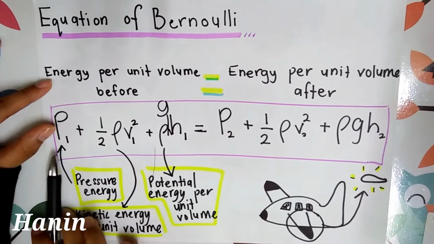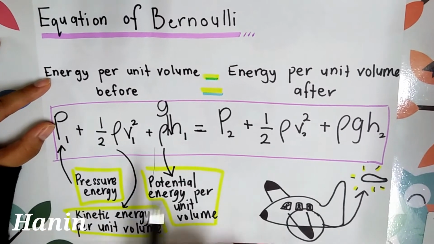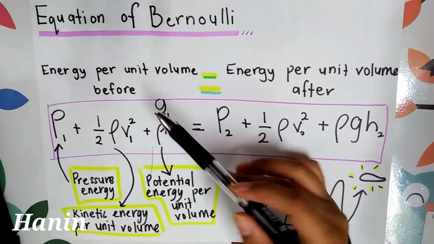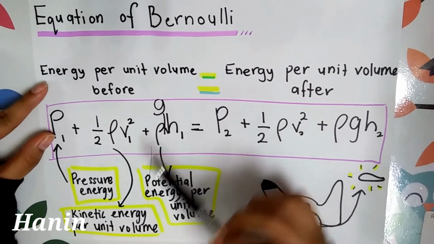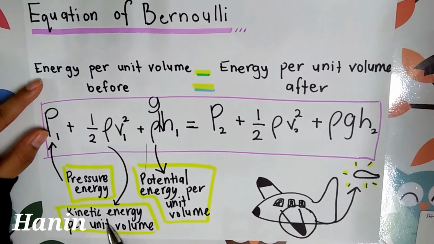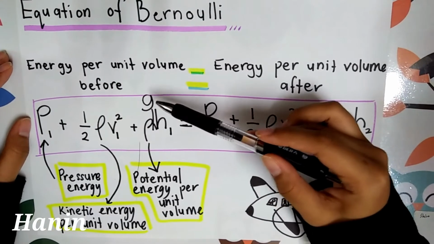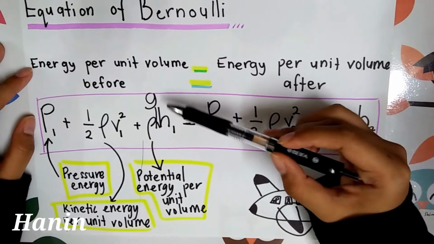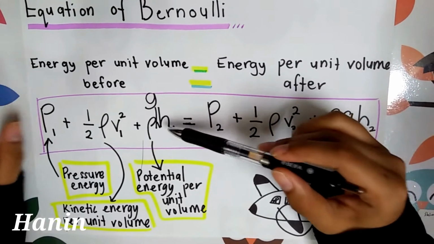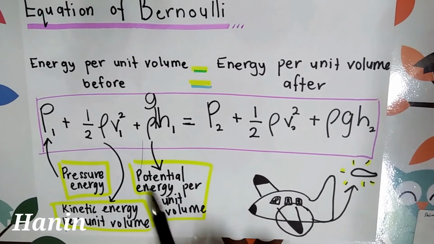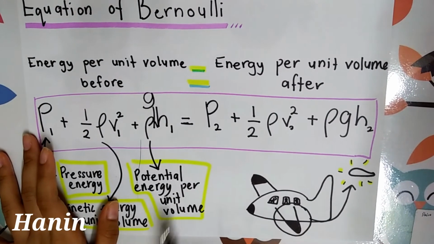So what is P? P is the pressure. Plus 1 over 2 rho V squared: rho is the density and V is the velocity, and this term is the kinetic energy per unit volume. Plus rho g h: g is the gravitational acceleration and h is the height, so this term is the potential energy per unit volume.